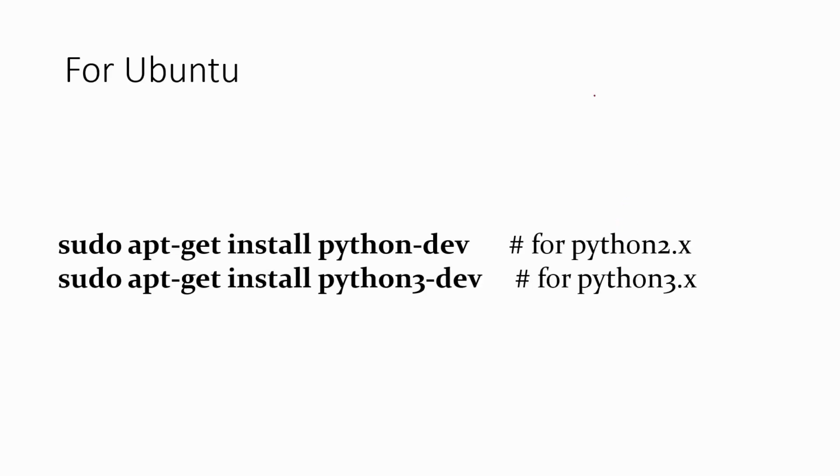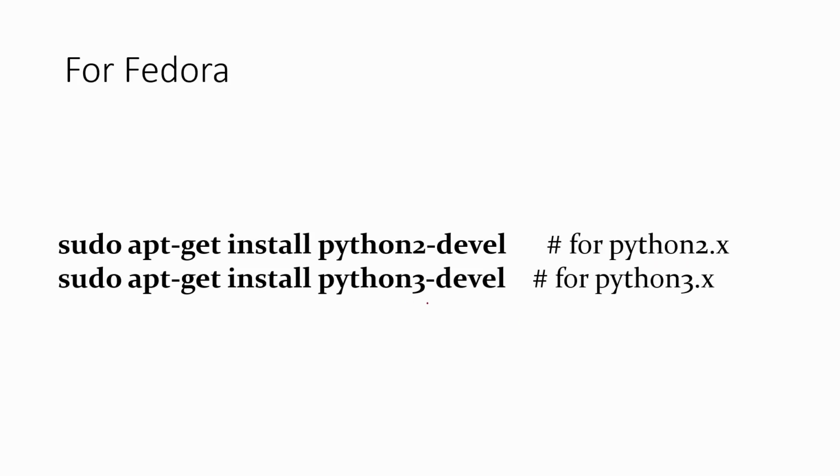So if you're using Ubuntu, which is the most common system when you're working with such .h files, you'll have to run this script on your command prompt, that is sudo apt-get install python-dev, which is for Python 2 versions, and if you're on a Python 3 version, you just need to specify python3. And if you're using a system like Fedora, you need to install python2-devel for Python version 2, and if you were using Python 3, you need to install python3-devel.